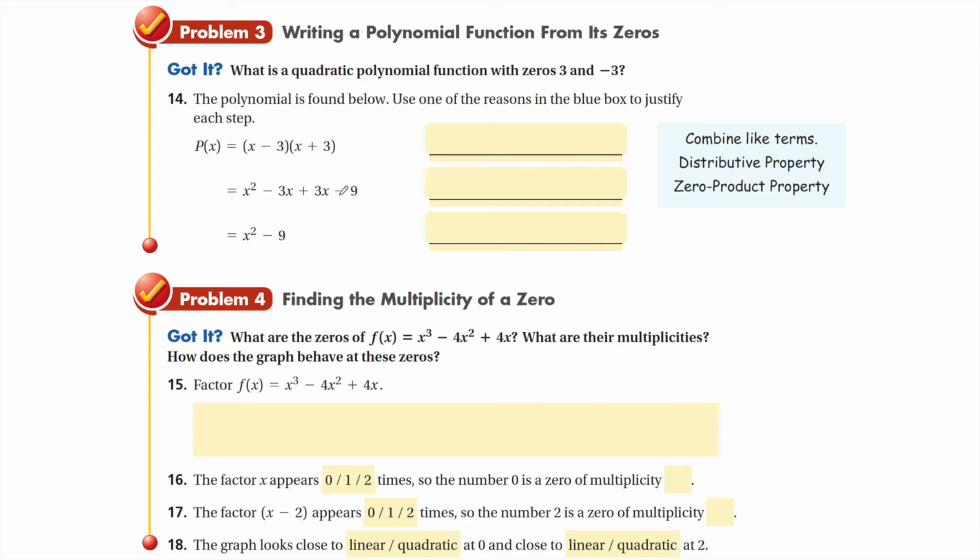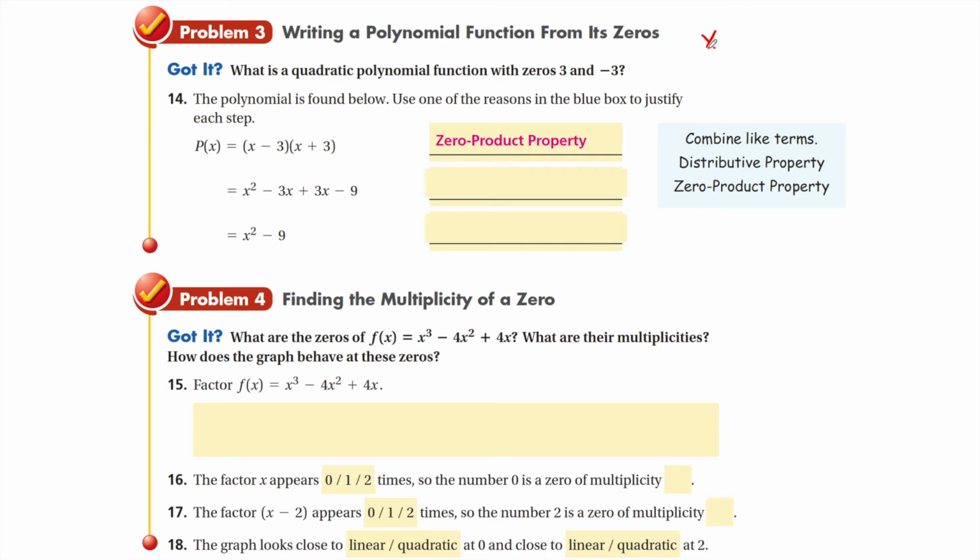Problem number 3. Writing a polynomial function from its zeros. What is a quadratic polynomial function with zeros 3 and negative 3? Well, the polynomial is found below. Use one of the reasons in the blue box to justify each step. In this case, we're going to be doing the zero product property. So essentially, they did it backwards.